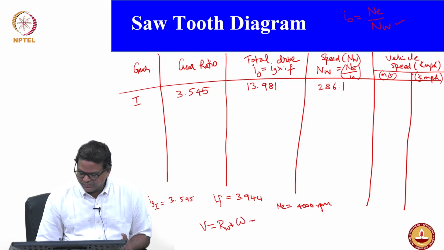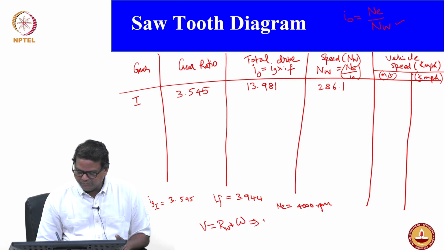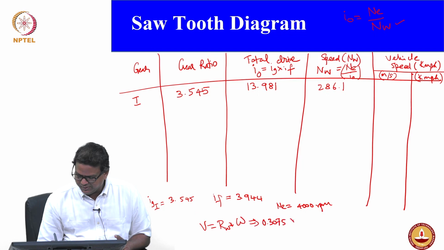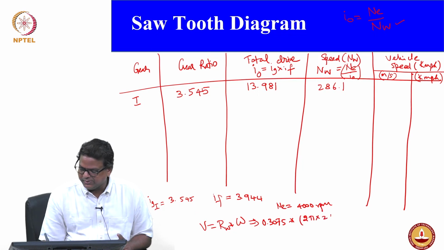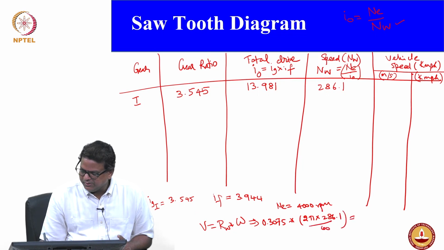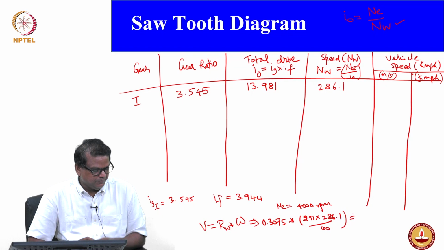So R I already know. So 0.3075 into omega, which equals 2 into pi into 286.1 by 60. What is the value you are getting now? For that value, velocity please.